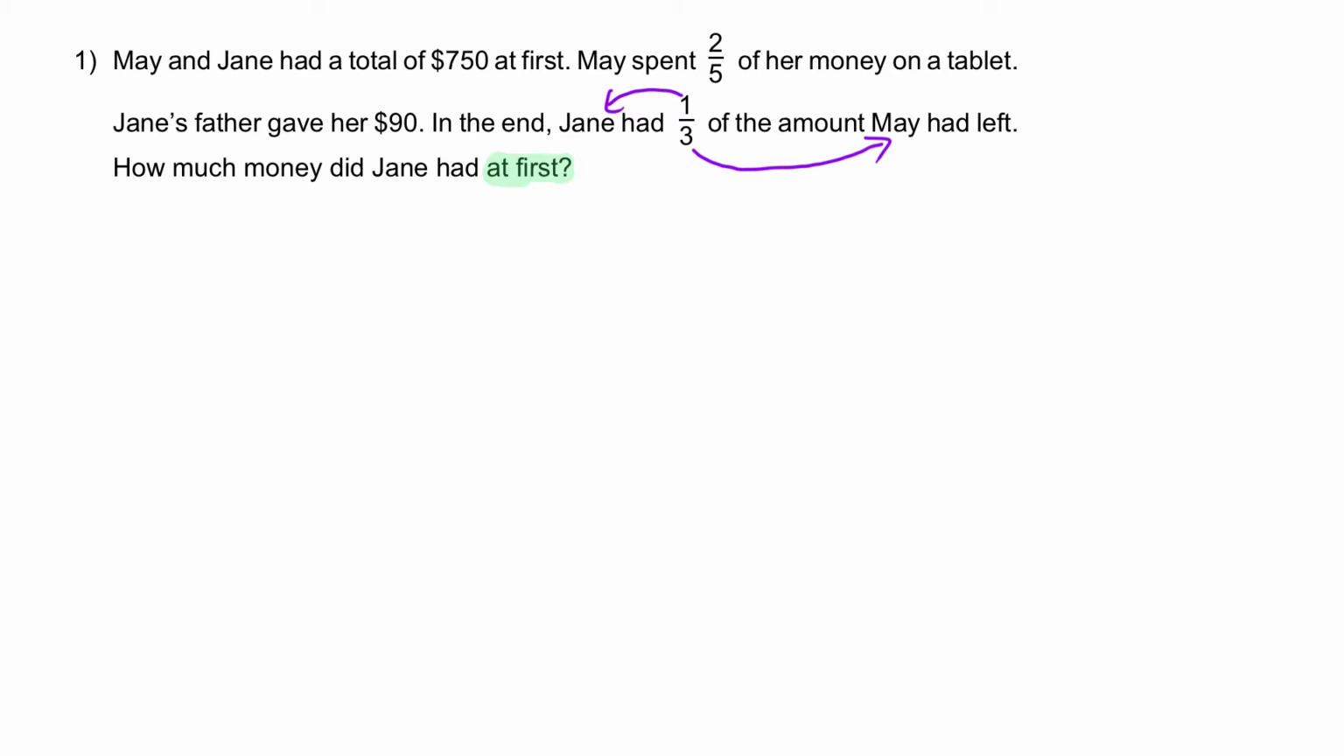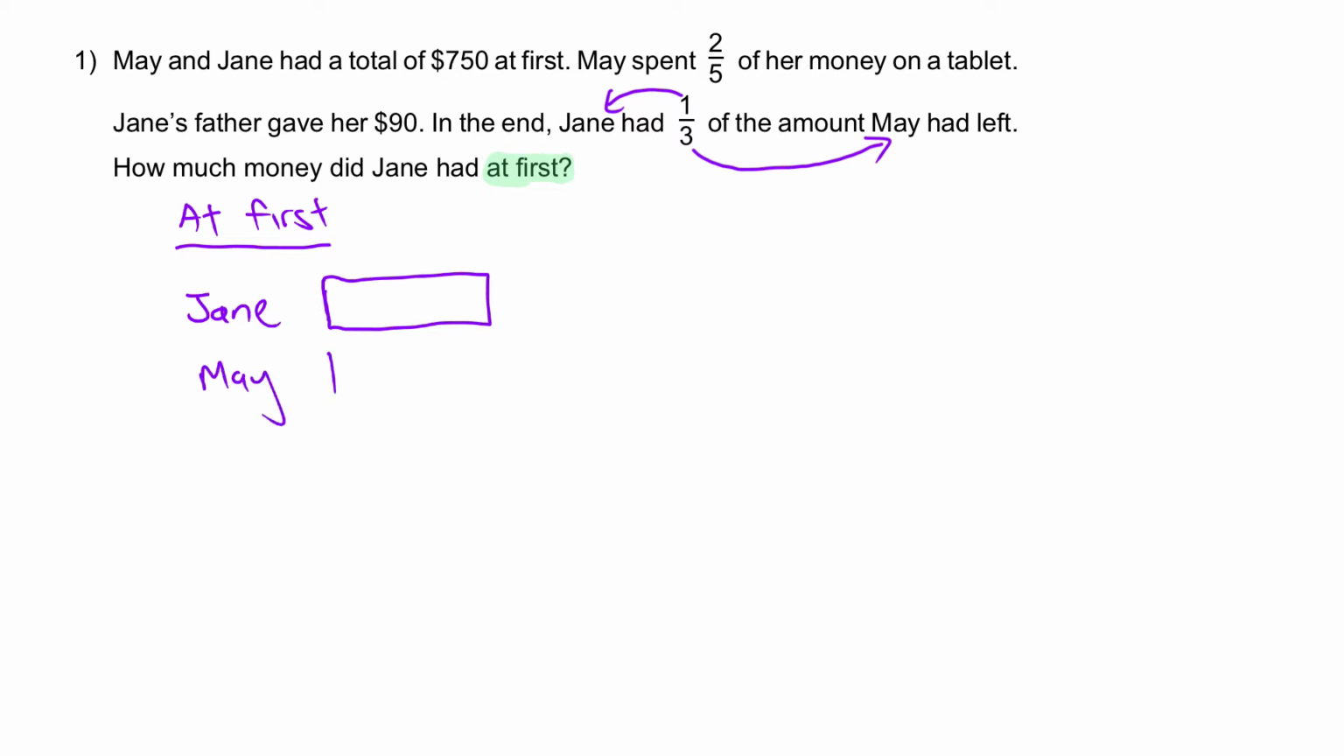Let's draw. We're going to draw it backwards. At the end of our model drawing, we should arrive at a model which represents what they have at first. Hence, the last information will be Jane. Jane will be 1 unit, and let's say this is the 1 unit. And May will be 3 times of that. So roughly 3 times, it's somewhat like this. Okay, I'm done with this.